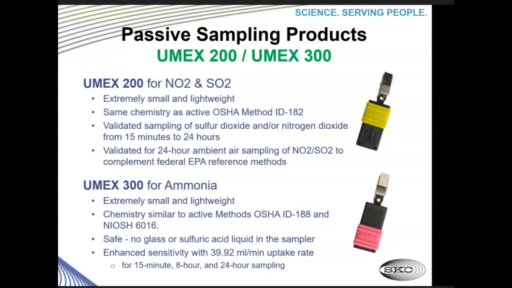And then ammonia can be a bear to work with on occasion as well. So our UMEX 300 hopefully can take care of that problem for you. And again, the same design, just the chemistry in this one is similar to the active method OSHA ID-188 and the NIOSH 6016 method. One of the conveniences is that it's safe because it doesn't have any glass or sulfuric acid liquid in the sampler, as with other sampling methods. So it also has the enhanced sensitivity with 39.92 milliliters per minute uptake rate for 15-minute, 8-hour, and 24-hour sampling.